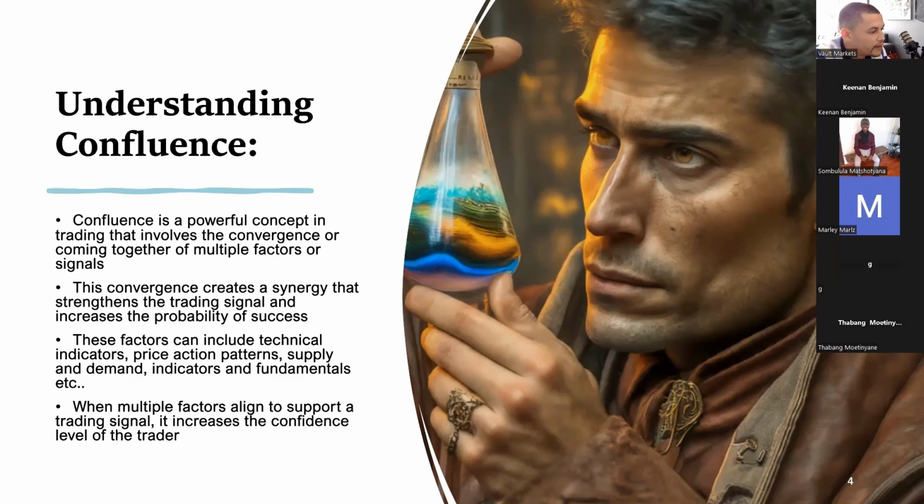When multiple factors align to support the trading signal, it increases the confidence level of a trader as well. What this means is whenever you take a trade, there should be no emotion attached. You shouldn't feel excited, happy, greedy or scared. You should stay neutral. But confidence is obviously also a feeling. What I mean by confidence is, for instance, you've taken this trade many, many times, it's based on data, it's backed by stats. When you take a trade, you will have confidence because it's based on data and not on emotions. Does that make sense?